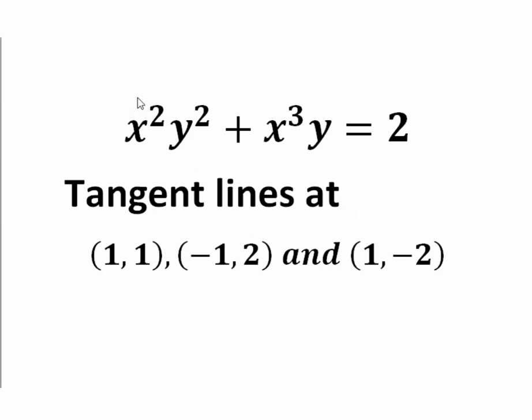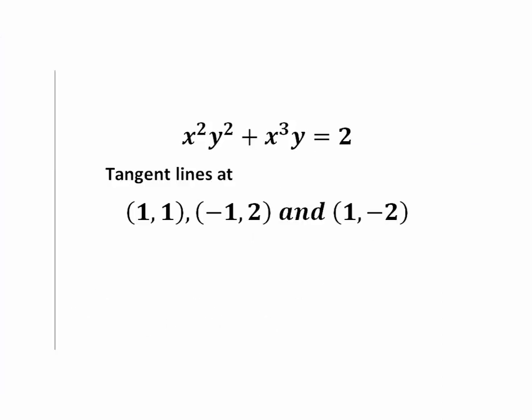So we are going to see how to use implicit differentiation to find the tangent lines at the graph of this equation at these points. So the first thing to do would be to make sure that these points do lie on the graph of this equation. So we would go ahead and substitute and check whether they do.